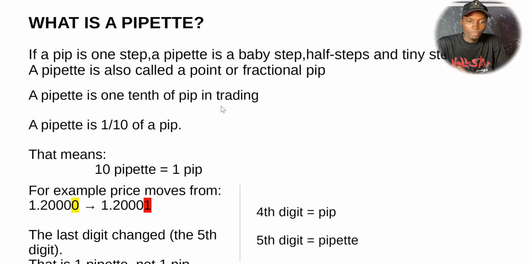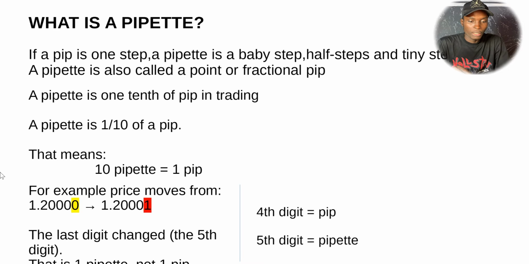A pipette is 1/10 of a pip in trading. Now, what this means is that 10 pipettes, or 10 tiny steps, or 10 baby steps will make 1 pip. Okay, so if you imagine it like what we are saying about an atom, now 10 baby steps, 10 pipettes, is going to give you 1 pip.